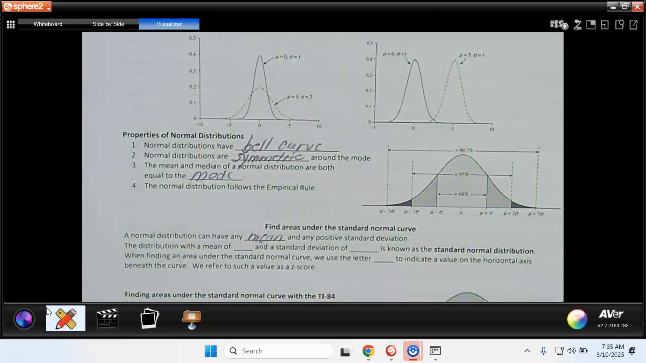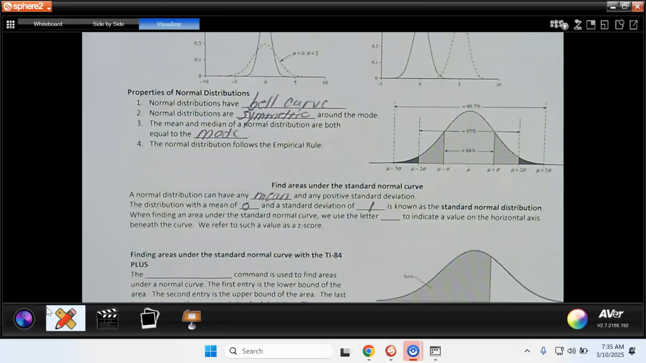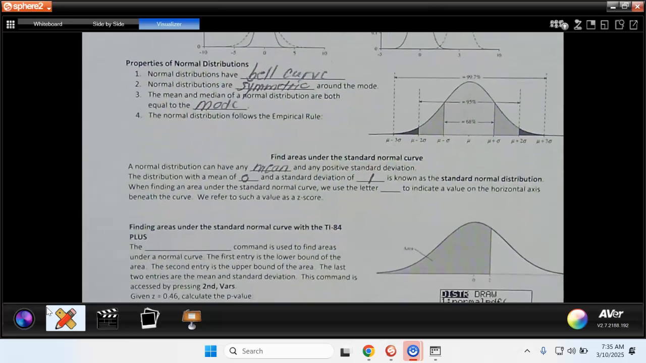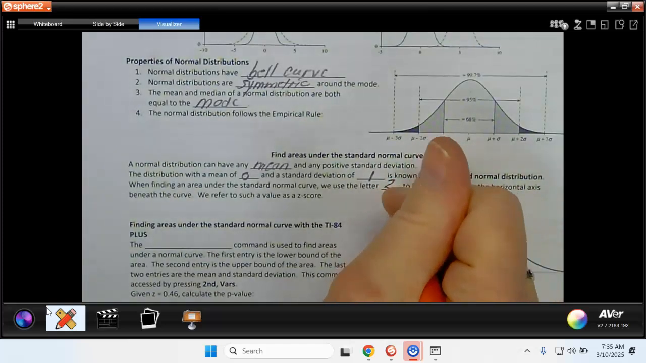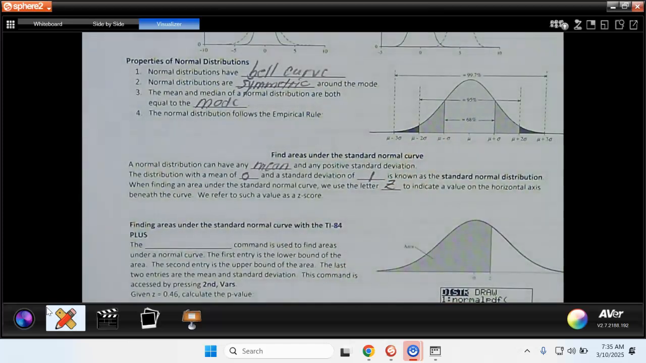Area under the normal curve: a normal distribution can have any mean and any positive standard deviation. The distribution with a mean of 0 and a standard deviation of 1 is known as the standard normal distribution. Remember, that's when we calculate that z-score. So anytime you hear z-score, think 0 and 1: 0 for the mean, 1 for the standard deviation. When finding the area under the standard normal curve, we use z to indicate the value on the horizontal axis beneath the curve.